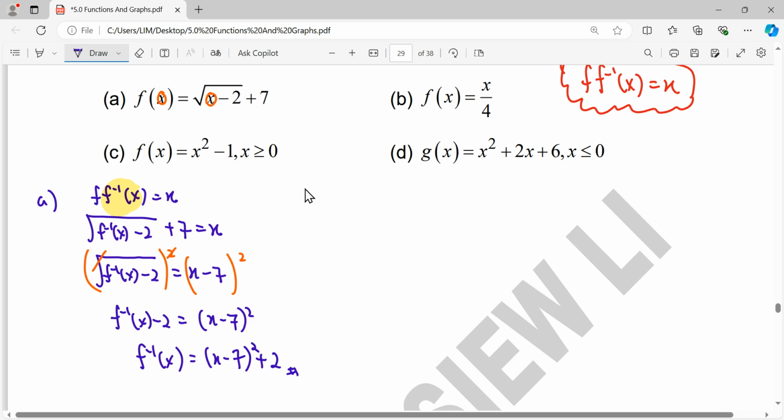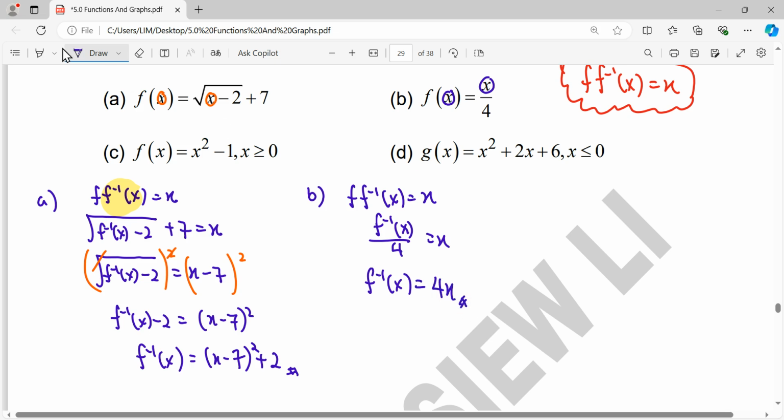Then we continue for question B. Find this f inverse. We will start with f of f inverse equals x. Substitute this f inverse into the x here. We will get f inverse over 4 equals x. So to find our f inverse, we get 4x. So that's all. Then we proceed for C.